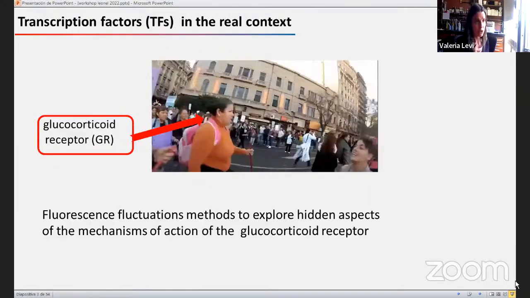So today, can you see the whole image? Okay. So today, the idea of the talk will be, instead of having a woman, here we will have the glucocorticoid receptor. I think Diego Pressman talked a lot about the glucocorticoid receptor a couple of days ago, and we will be using fluorescence fluctuation methods to study certain aspects of this receptor.